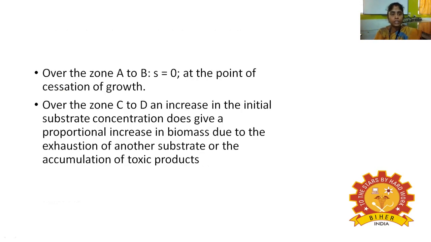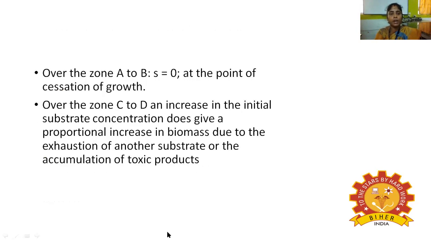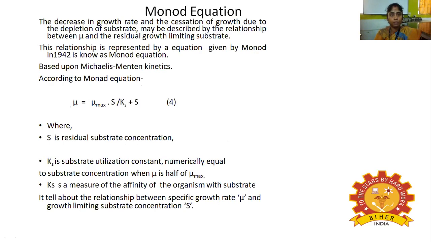This graph also indicates that the zone from A to B is a cessation of growth, which means the stopping of growth. And from zone C to D, the substrate concentration is directly proportional to the biomass, as the substrate is taken up by the microorganisms for toxic product formation.